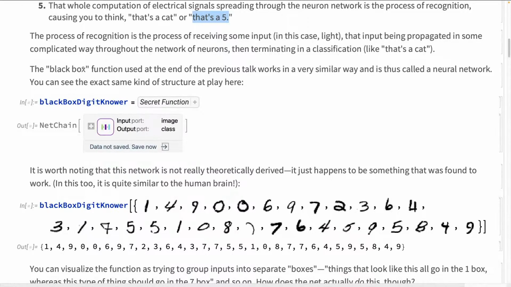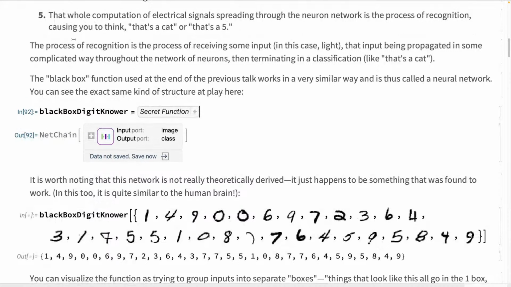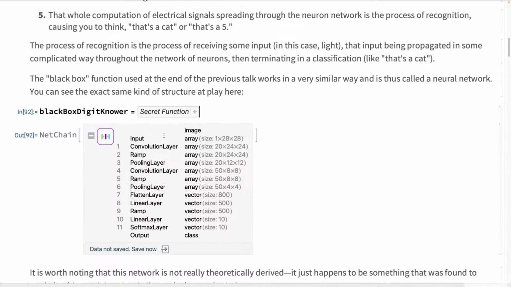So the black box function that we used at the end of yesterday's talk, the black box digit knower, as it was very cleverly named, is a secret function. If I don't suppress the output, we can see that it is a net chain. So indeed, this thing is a neural net. It works pretty much like the thing above. There's an input, which in this case is an image, and then there's some weird stuff going on, basically some mathematical steps where the signal from the input is propagated forward through a bunch of computations. And then at the end, what you get out is, in this case, a class. And the classes here just refer to the 10 digits, 0 through 9.